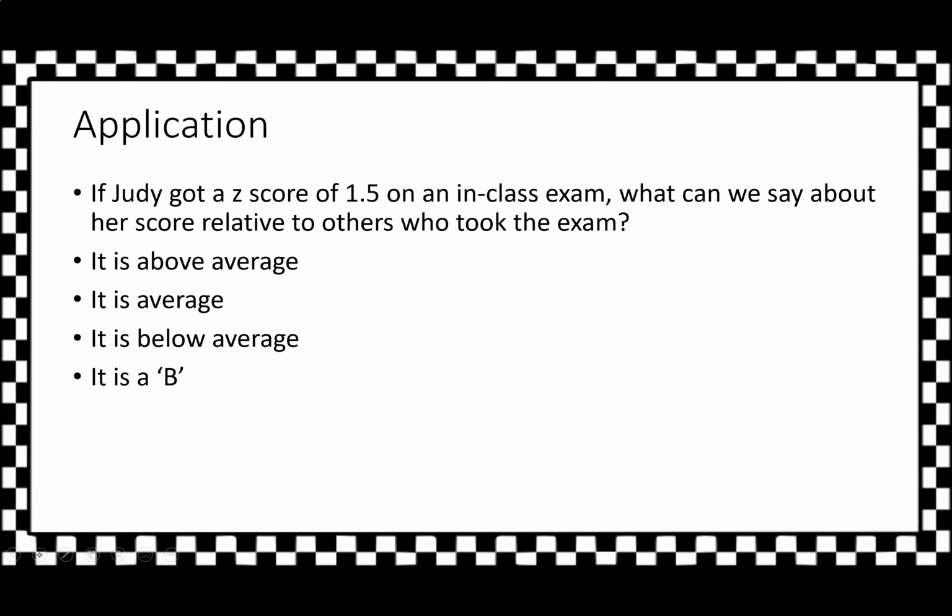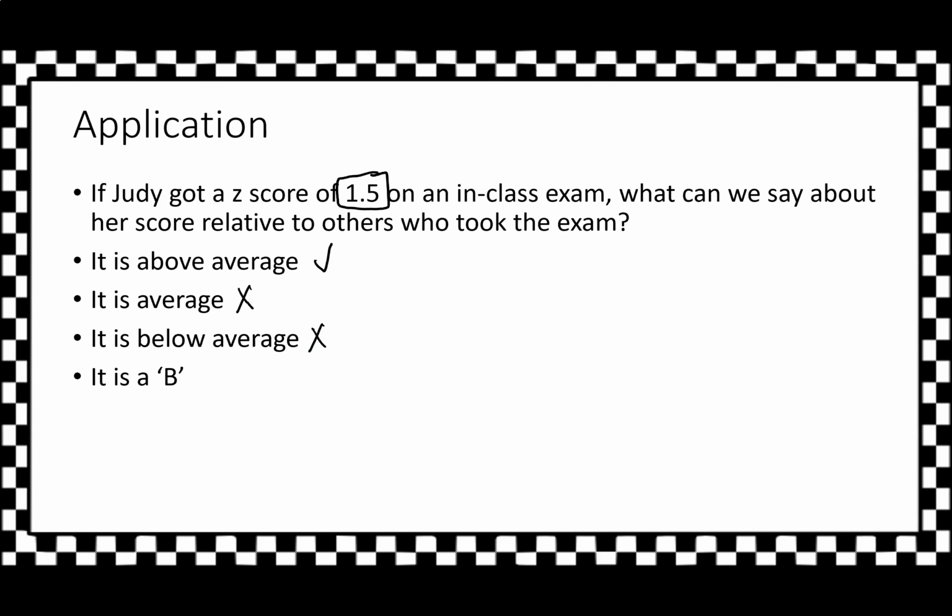All right, is it true that Judy is above average? Well, yes, that is true because a 1.5 is greater than 0, meaning she is above average. Is it average? That's a no. What would you have to have as a z-score to be average? You would need a z-score of 0, so that's not the case. Is it below average? That's a no as well. What type of z-score would you need for being below average? Yeah, you'd need a negative.